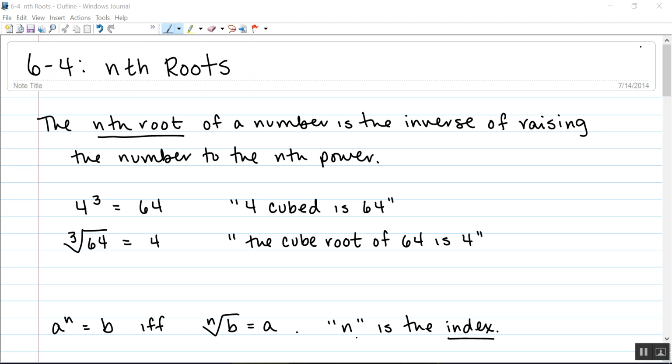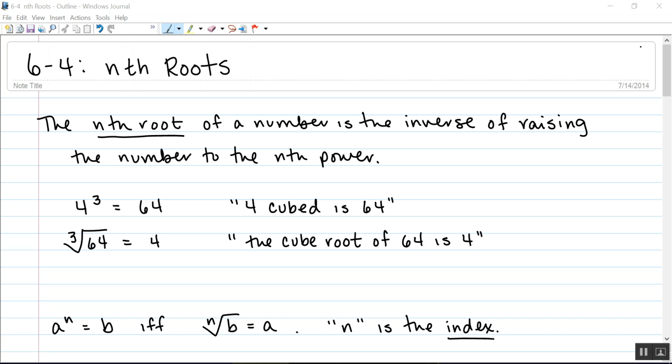Section 6.4 is on nth roots. Sounds a little strange, let me explain it. The nth root of a number is the inverse of raising that number to the nth power. And we just use n to mean any number. So it can be 2, in which case you'd be doing a square root. It can be 3, in which case you'd be doing a cube root.